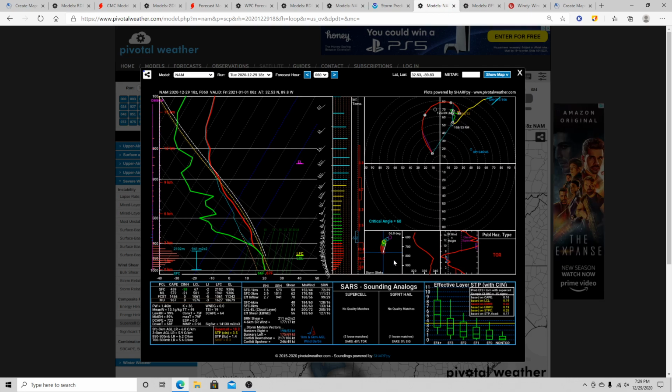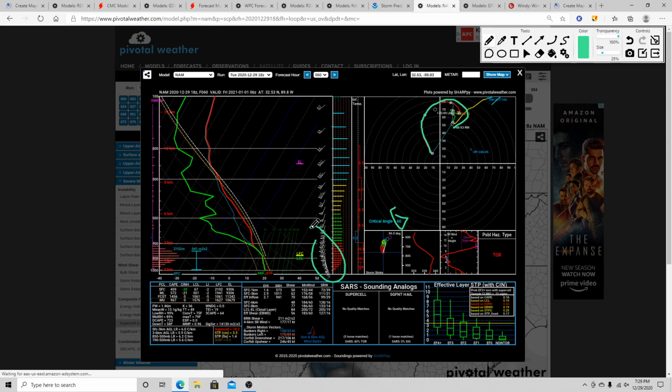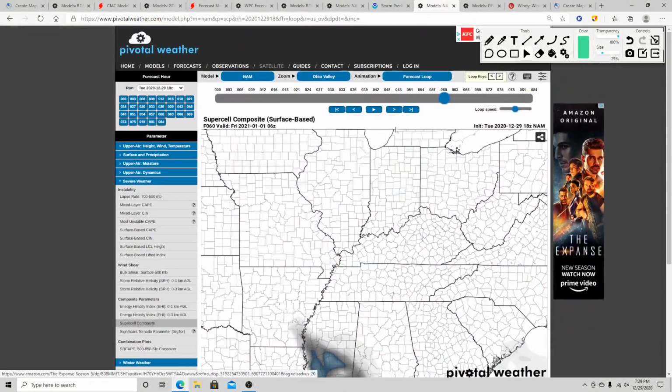And wow, this is what I'm talking about, overdoing things, and this is one of these things. That's just a ridiculous photograph there. That's just ridiculous. Critical angle pretty high. You've got quite a bit of wind direction change with height there as well. A lot of wind shear. I mean, if this verifies, that's a chance for a strong tornado. But again, the NAM can overdo things.